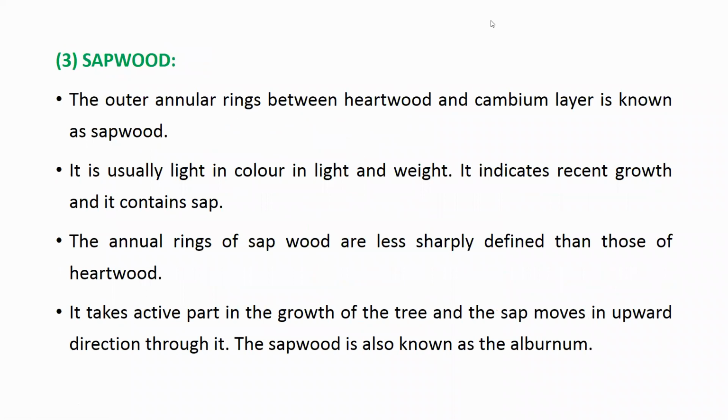Next is sapwood. So what is this sapwood? Sapwood is nothing but the outer annular rings. Inner annular rings are heartwood, and outer annular rings are called sapwood. So the portion between heartwood and cambium layer is known as sapwood. So let us go back to the figure again.